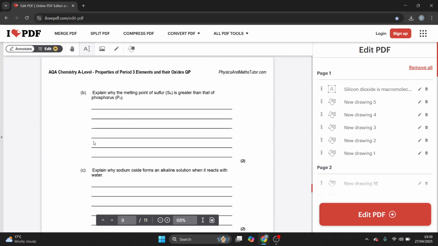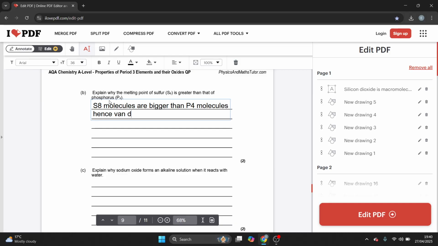So sulfur is greater than phosphorus. We're going to talk about the size of the molecule. The S8 molecule is bigger than P4 molecules, so the van der Waals forces are stronger.